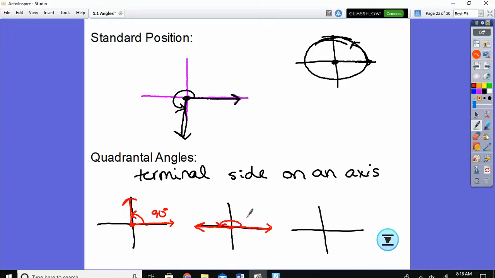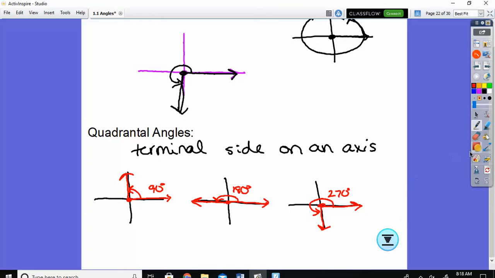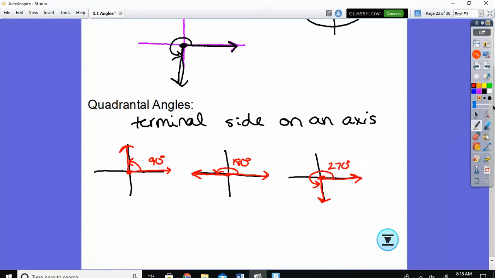Terminal side is on the axis. What angle would that be? Here's another one, the one we just did up there. What angle is that? There is one more. If we started here and I spin all the way around, what degree measure is that? 360. So those increments of 90 are your quadrantal angles because they would end on an x or y axis.